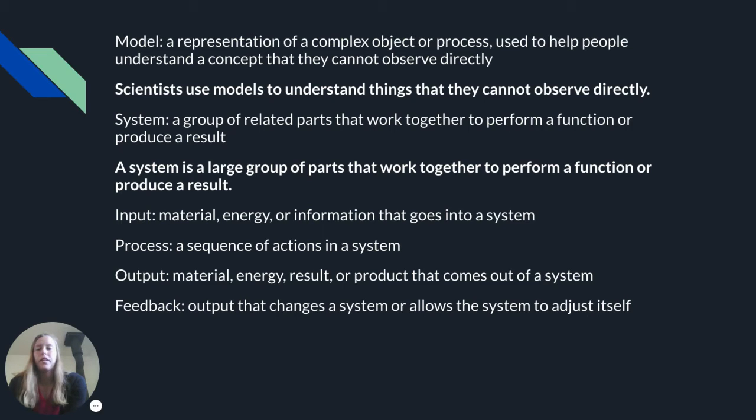A system is a group of related parts that work together to perform a function or produce a result. And once again, that's the exact answer to our key question. So input is material, energy, or information that goes into a system. Process, a sequence of actions in a system. Output, material, energy, result, or product that comes out of a system. Feedback is output that changes a system or allows the system to adjust itself.